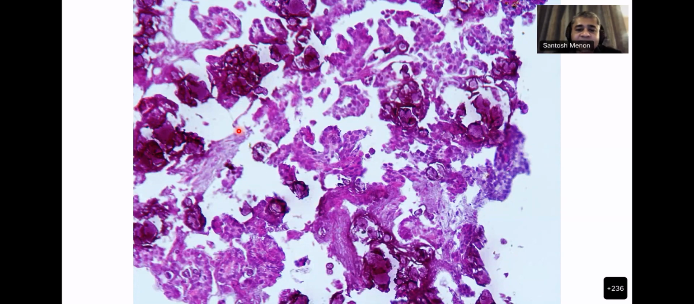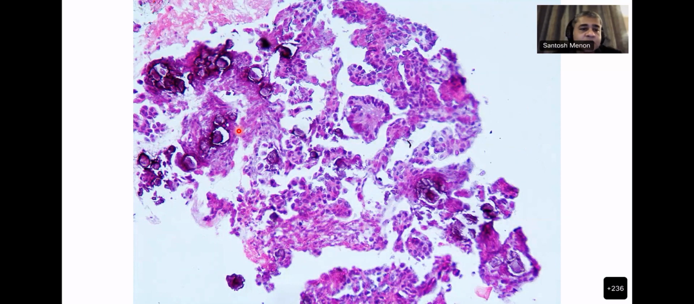They can have a lot of microcalcifications, and you can have these floating papillae. So you should be aware that psammomatous calcification doesn't equate to a high grade serous cancer.